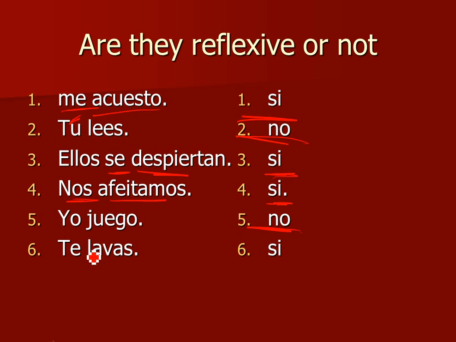So no, not reflexive. Y te lavas, you wash yourself, because again, we're assuming that you do wash yourself now. You are a big boy or girl. So if I was talking about a baby, I would say lavo el bebé. And that would be fine. That wouldn't be reflexive, because we know the baby can't really wash himself. So I'm washing the baby, so not the same person, so that wouldn't be reflexive.